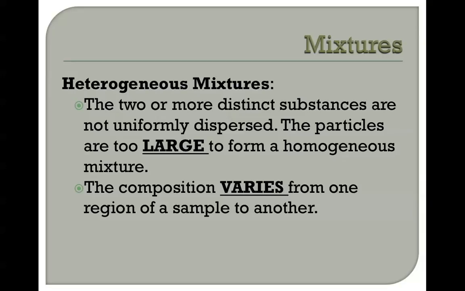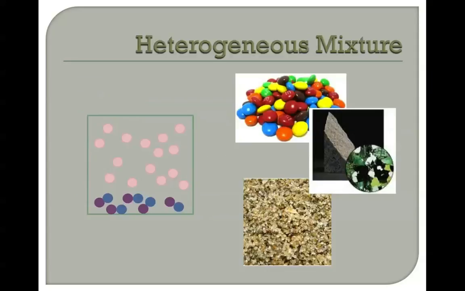And then our other type of mixture is a heterogeneous mixture. This is two or more distinct substances that are not uniformly dispersed. Basically, the particles are too large to form a homogeneous mixture, so we're able to see the different substances within it. The composition varies from one region of the sample to another. So here are some various examples you can see in the particle diagram. They're clumped together, which means with our eyes, we would see the different pieces within the mixture. An everyday example would be a sample of M&Ms, but we can also look at some other ones where you can see the different particulates in it, meaning that we have a heterogeneous mixture.